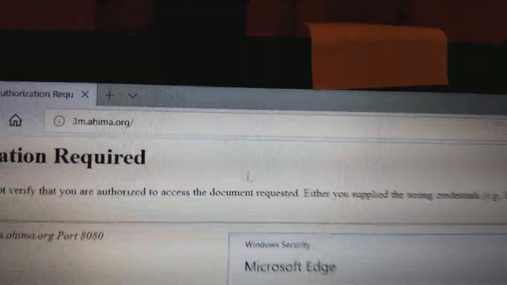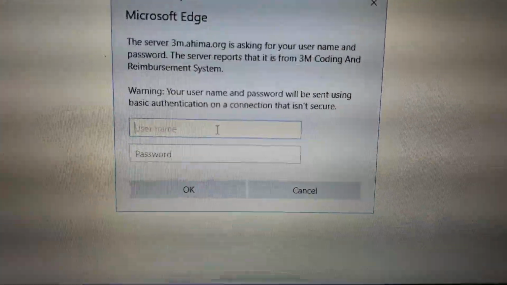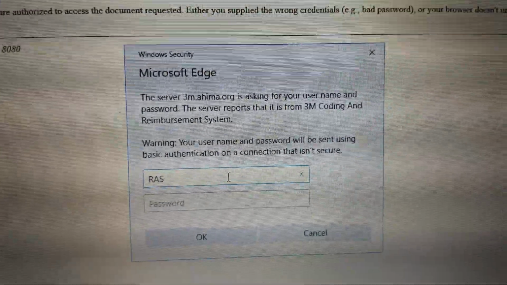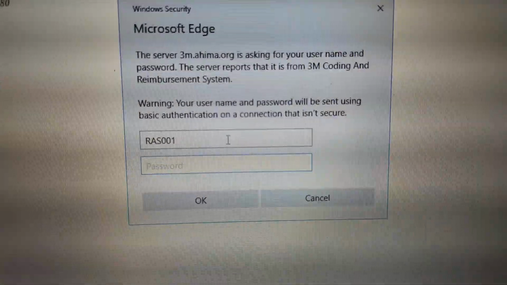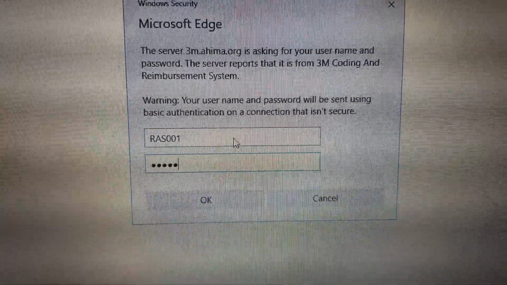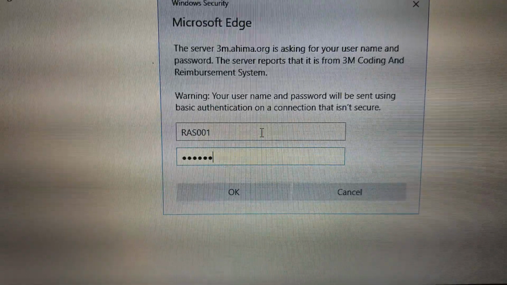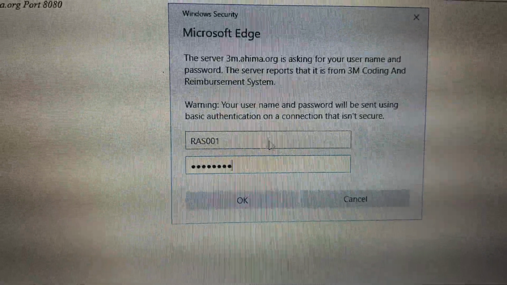And once you click that, a box is going to pop up and it's going to ask for your username and your password. So the username is capital letters RAS, and then number 0, and number 1. So your password is going to be, again, capital letters AHIMA, the number symbol, or the hashtag, and then the number 3, the number 5. Click OK. And the box will look different if you're using some other browser like Firefox.